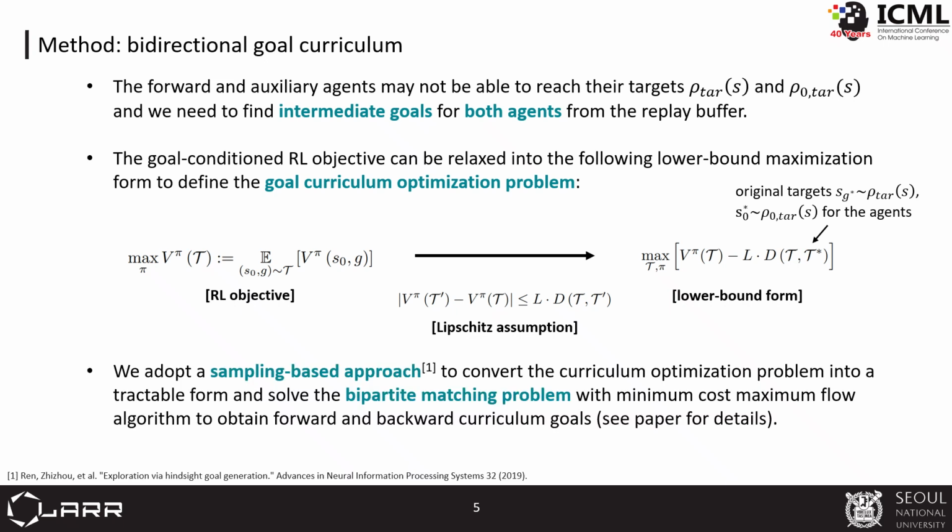We adopt a sampling-based approach to convert the goal curriculum optimization problem into a tractable form and solve the bipartite matching problem with minimum cost maximum flow algorithm to obtain the forward and backward curriculum goals.